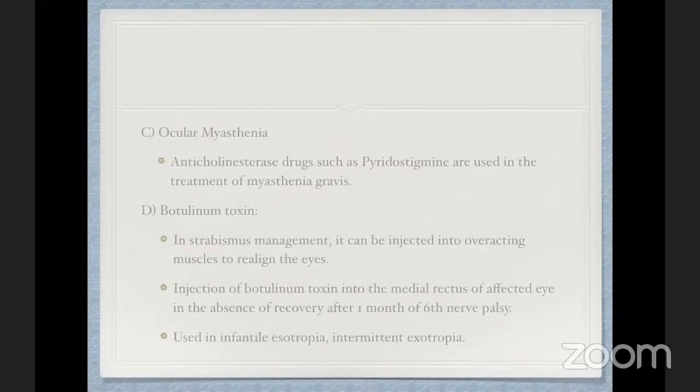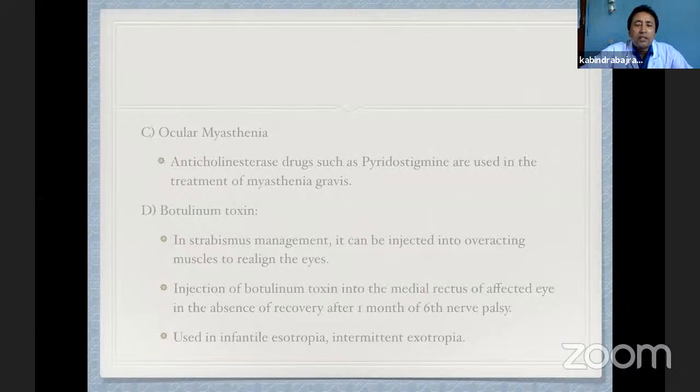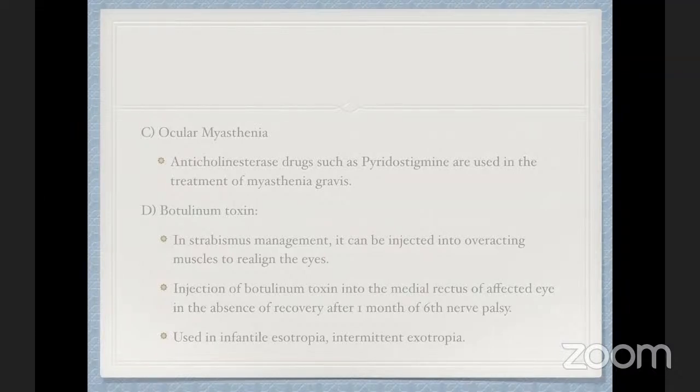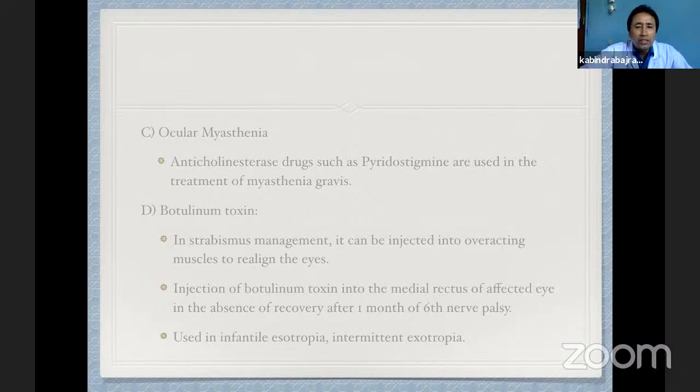In case of ocular myasthenia, the anticholinesterase drugs pyridostigmine, physostigmine, and neostigmine have been used. Botulinum toxin has been used to paralyze the medial rectus in case of sixth nerve palsy. If there is no recovery after 1 month of palsy, it can be given. Similarly, in case of infantile esotropia and intermittent exotropia, there is also evidence where people are using botulinum toxin.